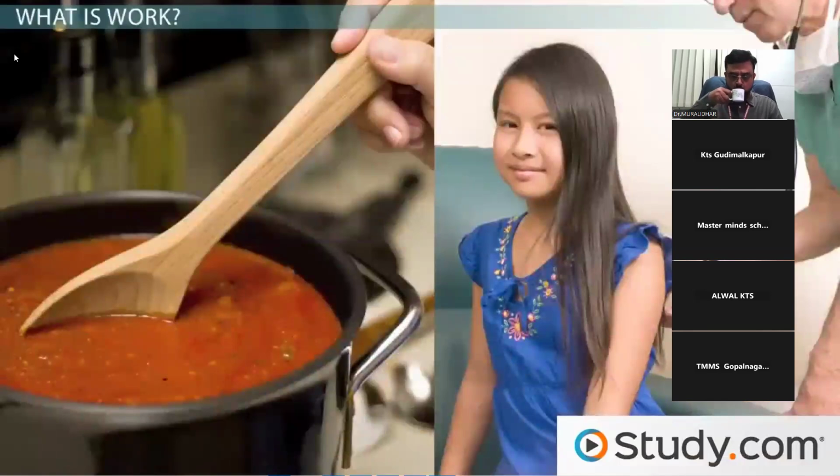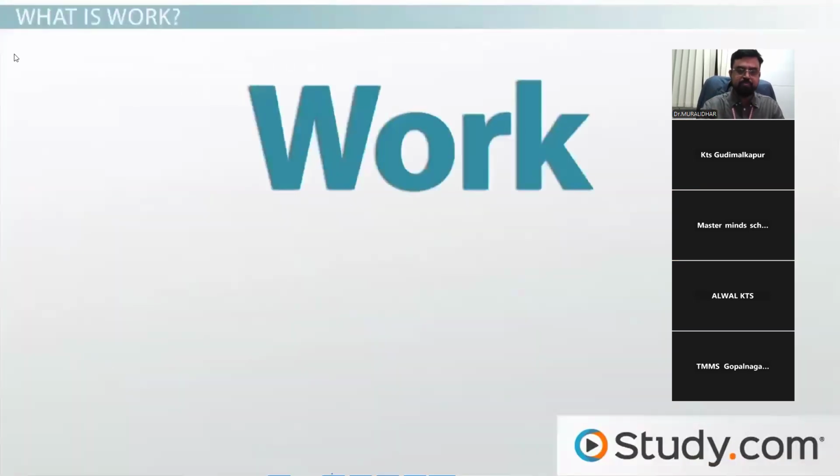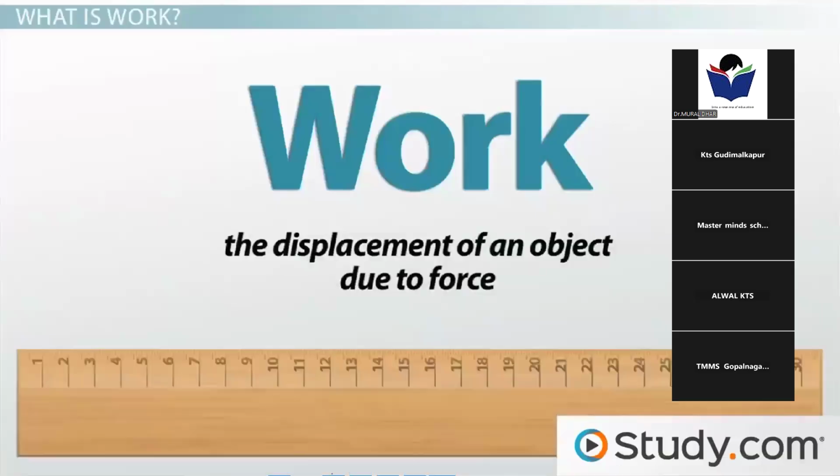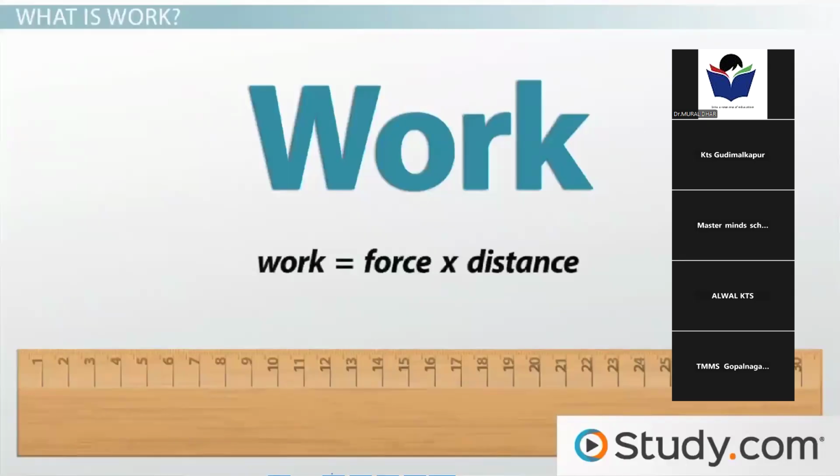All these are work. But in physics, work is more specific. This is the displacement of an object due to force. How much work is done depends on the distance the object is moved. This makes it easy to put work into a solvable equation. Work equals force times distance.